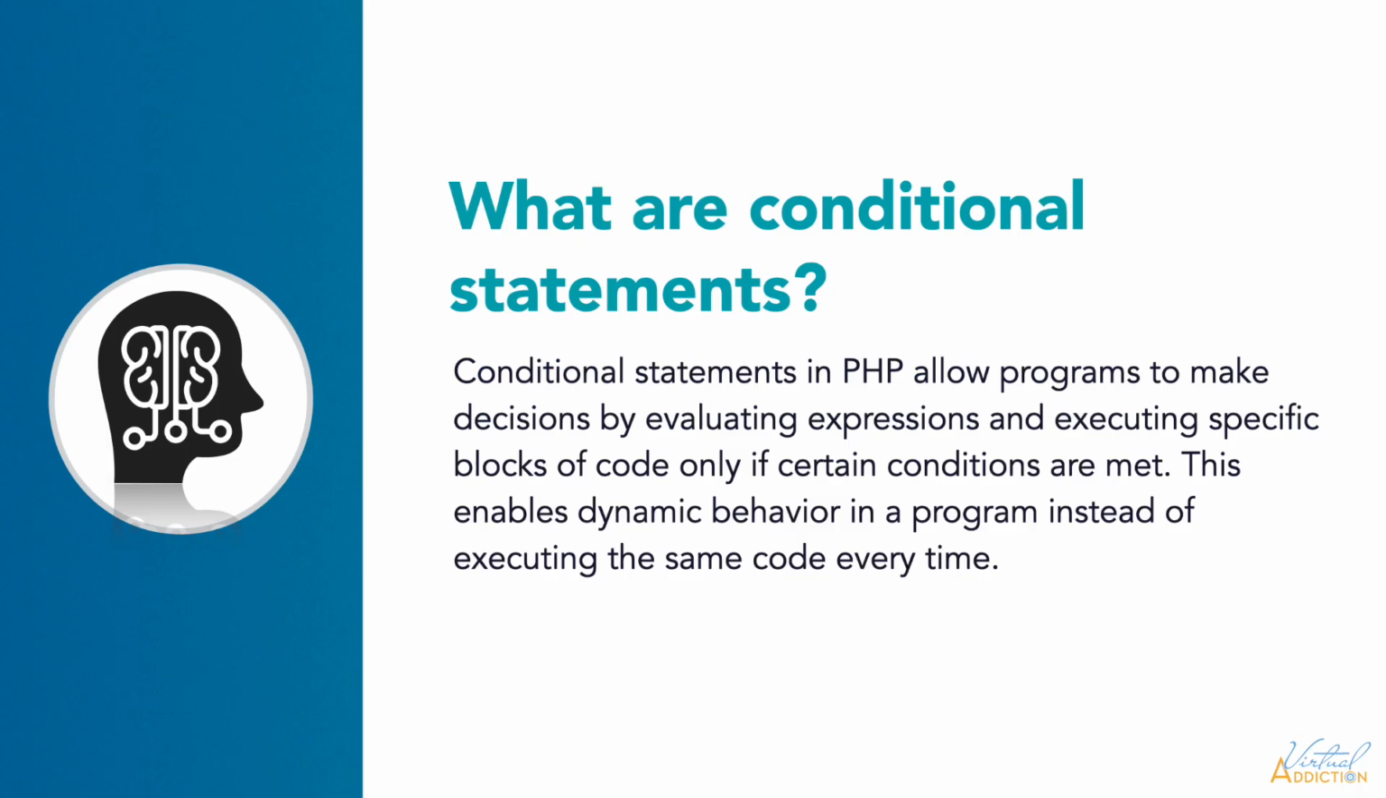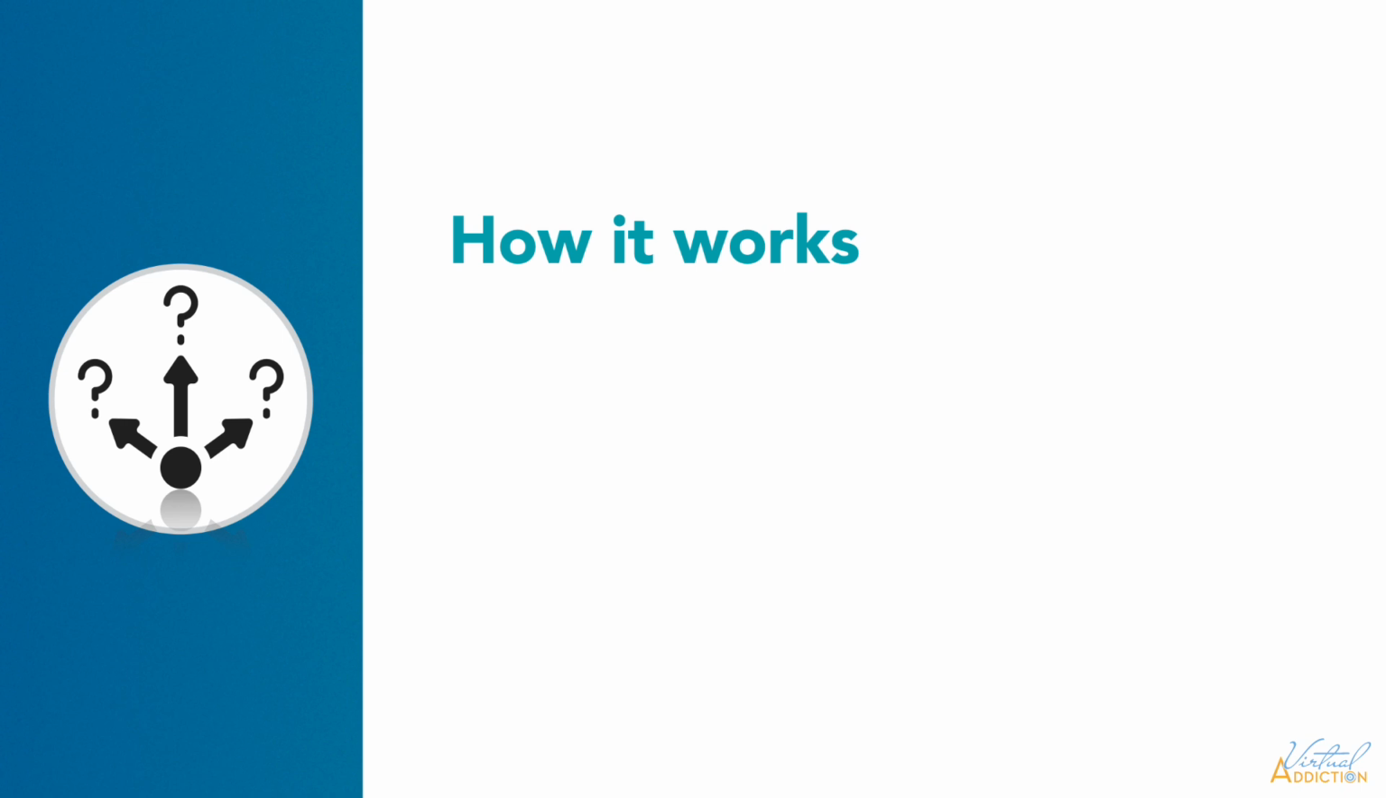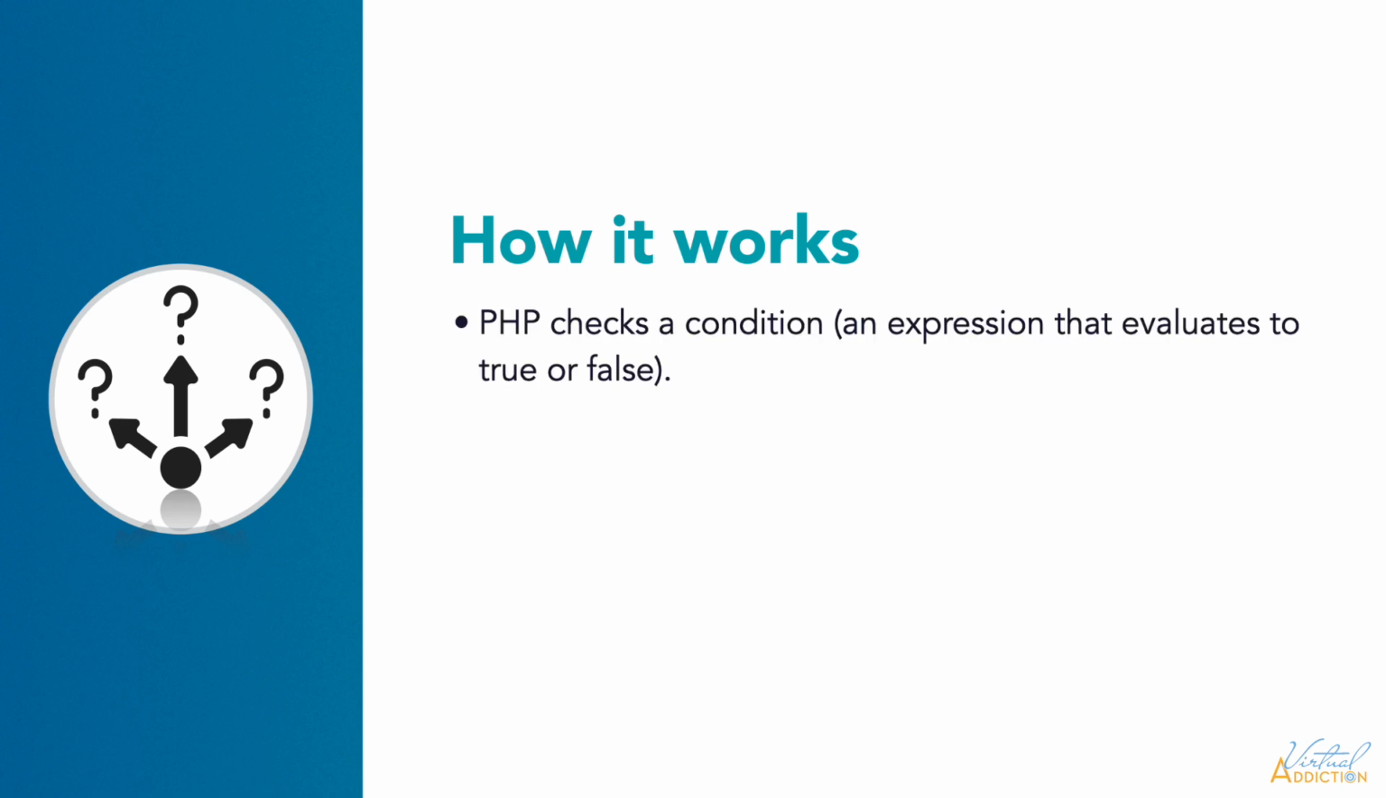A conditional statement will allow a program to make a decision by evaluating expressions and executing specific blocks of code only if certain conditions are met. This enables dynamic behavior in a program instead of executing the same old code every single time. Conditional statements work by checking a condition. A condition is basically an expression that will evaluate to being either true or false.